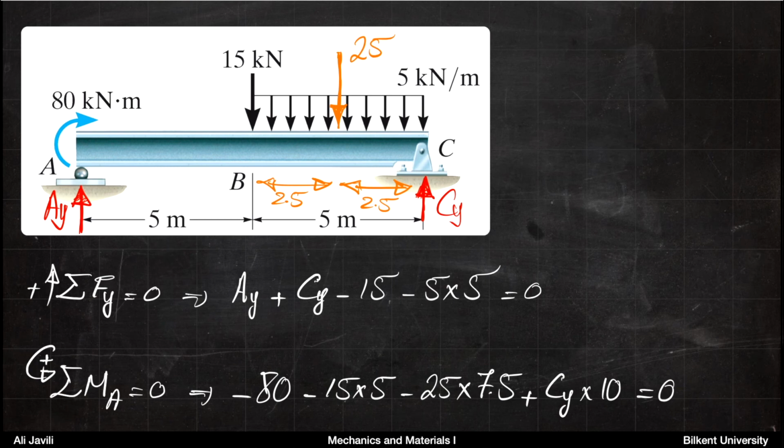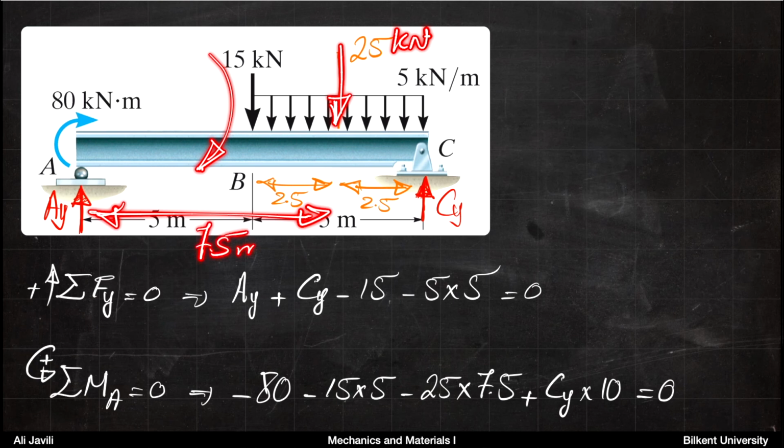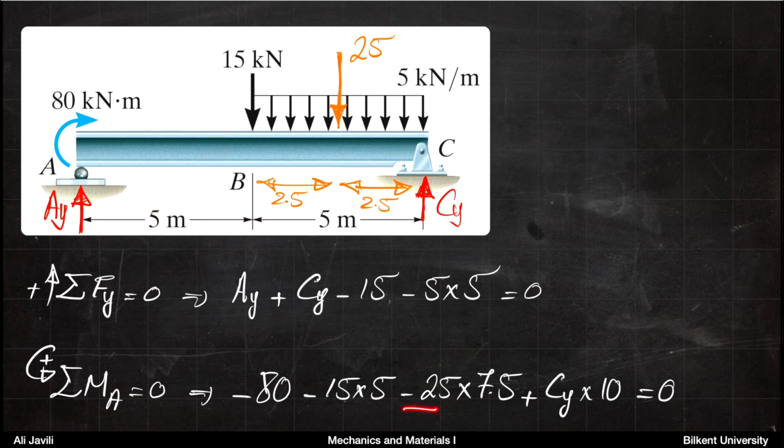And then from the 25 kilonewton force, you also get a moment that is clockwise, so it's negative, and the distance would be 7.5 meters. So you get minus 25 times 7.5. From the support C, you have the force Cy upwards, so you get a moment that is counterclockwise. So you get a plus sign, and the distance is 10 meters.